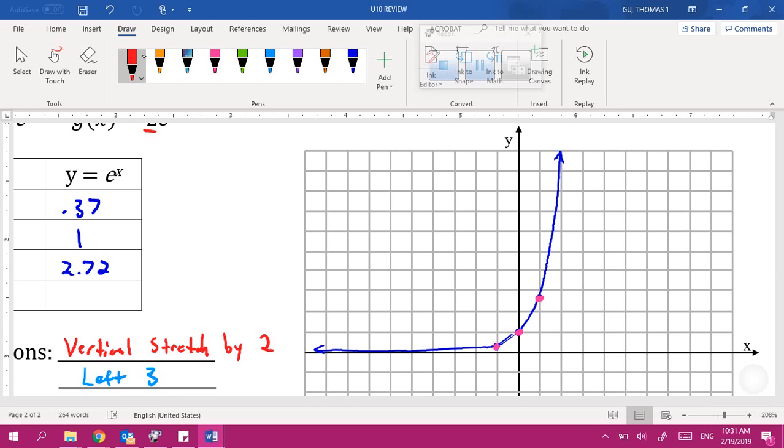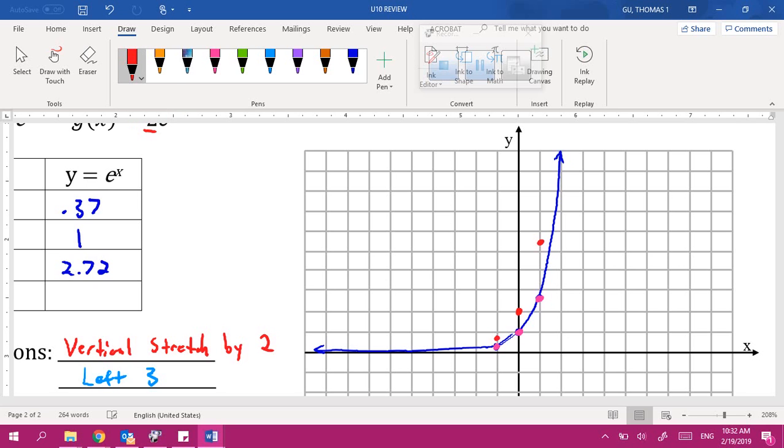You see this point right here? It's 1 away from the x-axis. Now it's going to be 2 away, which is right here, 2. This point right here is 2.7 about, so if I double that, 5.4, so it's going to be up here somewhere. This point right here, it's like 0.37, so it should be about right here. You see how each one has moved, each one is now twice as far away as it used to be from the x-axis. Okay, but that only takes care of the vertical stretch by 2.